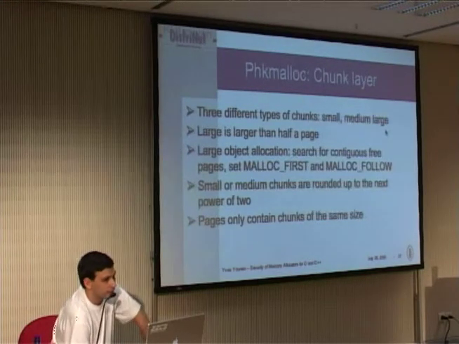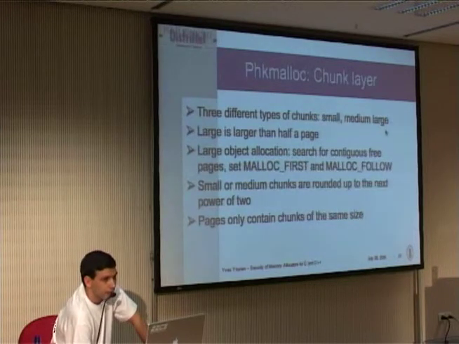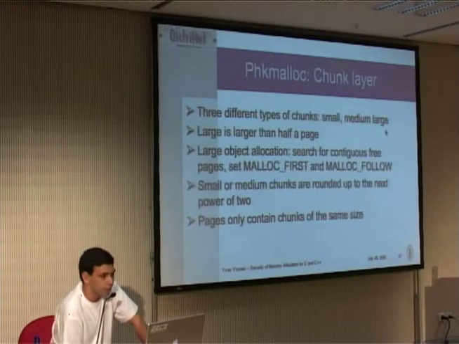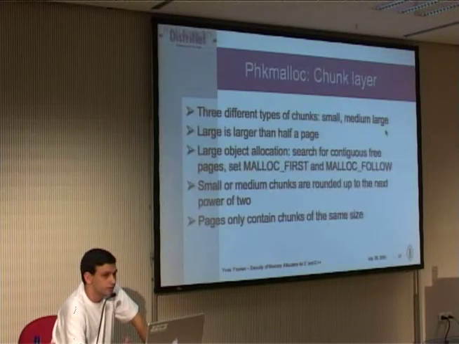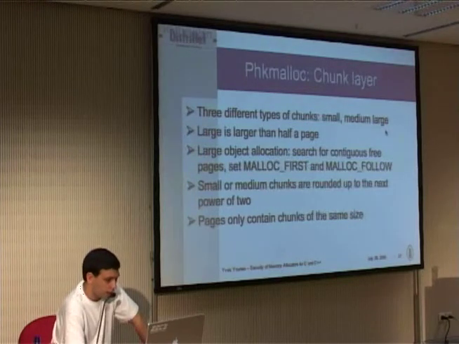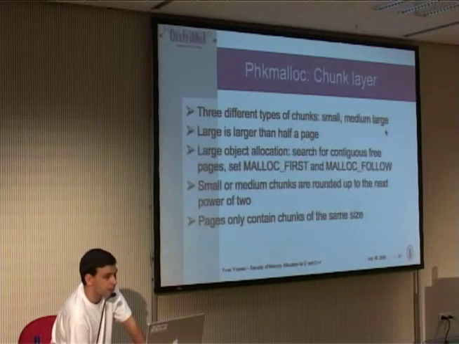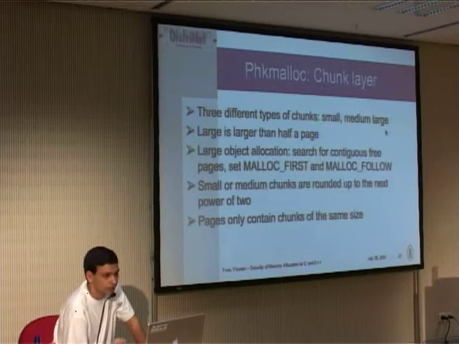So it has three different types of chunks: small, medium, or large. Large chunks are chunks which are larger than half a page. These are allocated on a single page. And so it will search for a page on which the object will fit, and then set malloc first and follow in the page directory. And that's all the information it keeps for a large page. For small or medium chunks, these chunks are rounded up to the next power of 2, and a page which contains a particular size of chunks will only store chunks of the same size.